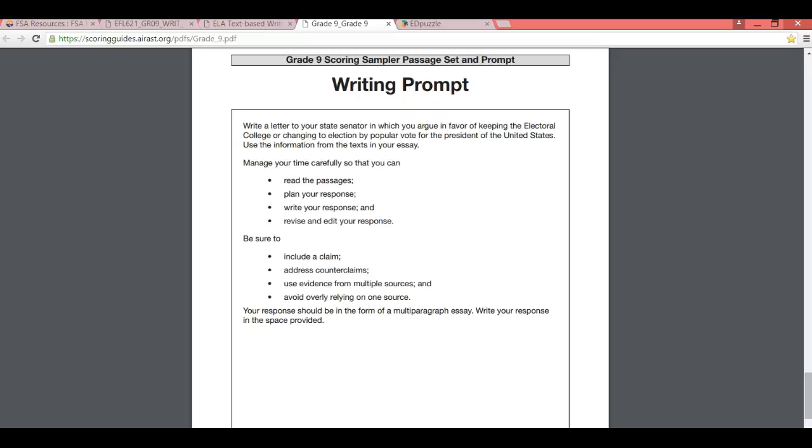Okay, so anytime you take a break, especially during the FSA, you're going to want to always come back and read the very first part of your prompt so that you remember that purpose that you have for reading, because that's what we're going to focus on today, reading some of these articles. And you need to have a purpose. You need to know what to focus on, which in this particular case is, are you in favor of keeping the Electoral College, or are you in favor of popular vote for the presidential elections?